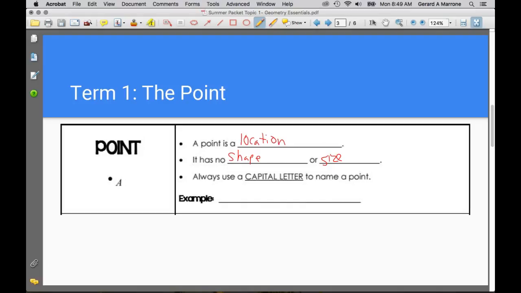And when we indicate a point, we always use a capital letter to name it. So on the left-hand side is your example. They've given us a single point here, and they named it point A. Another example we could use is if I put a dot, I can make it point G or point M, and it's always indicated with a capital letter. So that is our point.